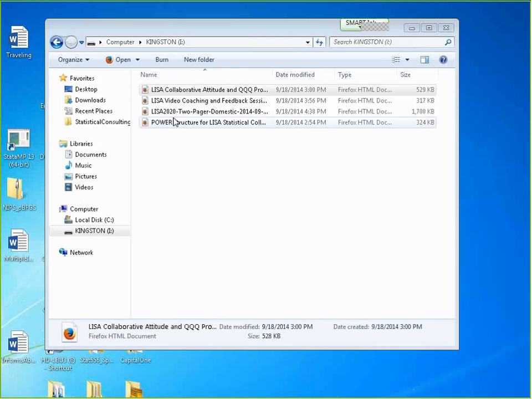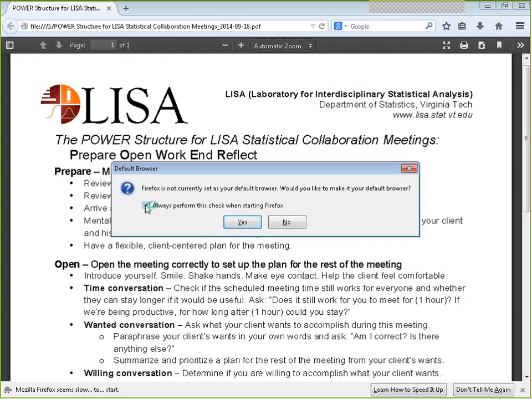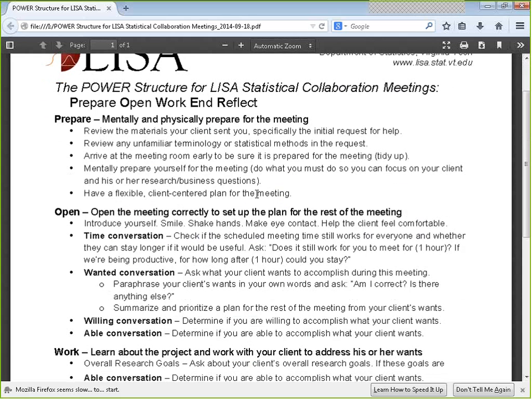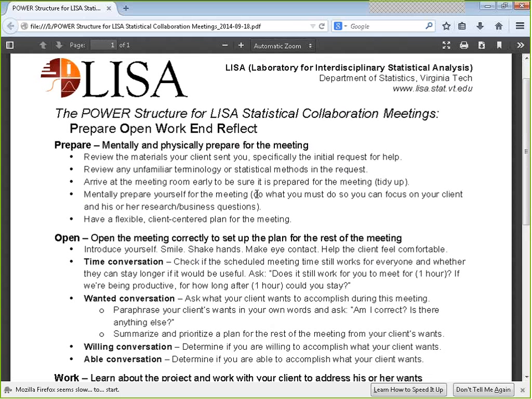Okay, I'm going to move on to the power structure. This is something that I basically teach over a couple weeks, and we practice each of the aspects of this power structure. So we won't have the time for that, but I'll say that this power structure is really effective for structuring a meeting, for knowing what you need to do, and for not forgetting, and for really getting off on the right foot with the client, and having a collaborative relationship with the client.